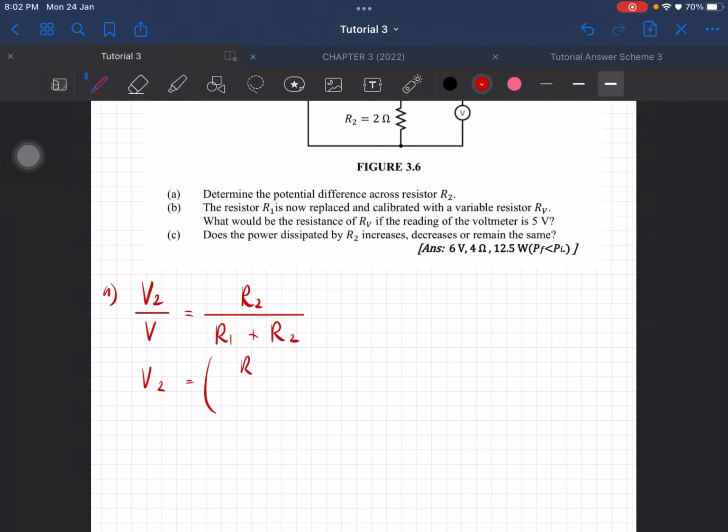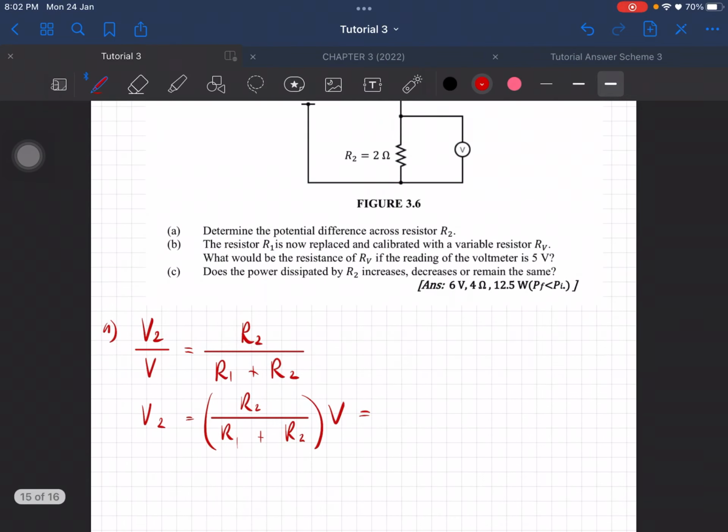Rearrange that, and we should get something like this. This is basically the concept of potential divider. You should be able to understand that it is basically just the ratio between voltage and resistance. So this would give us a value of 6 volt to be the potential difference across resistor R2.